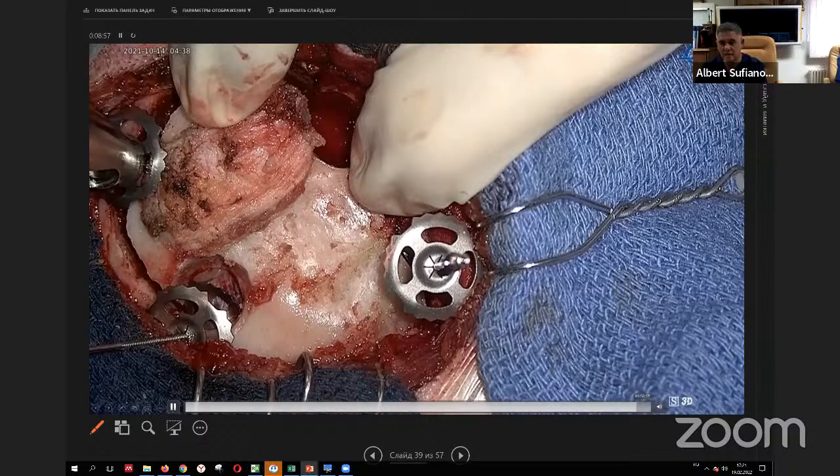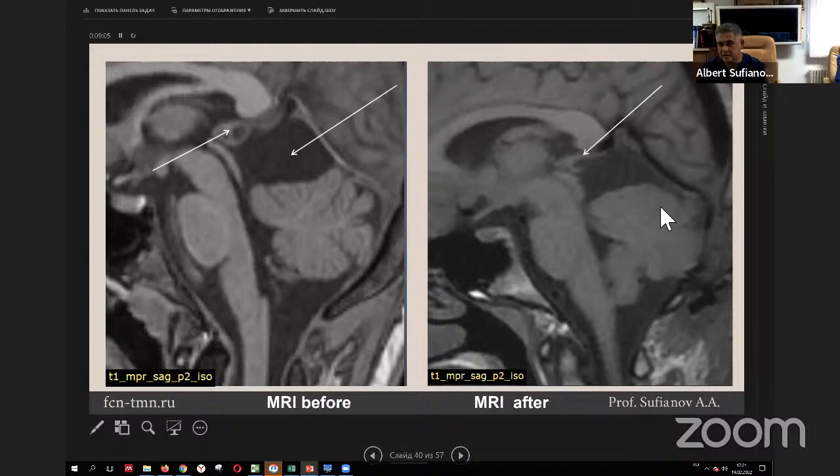This is after operation. This is the place of biopsy. The cyst decreased in size. This is the MRI after. This is histology. This is a cyst, not a tumor.